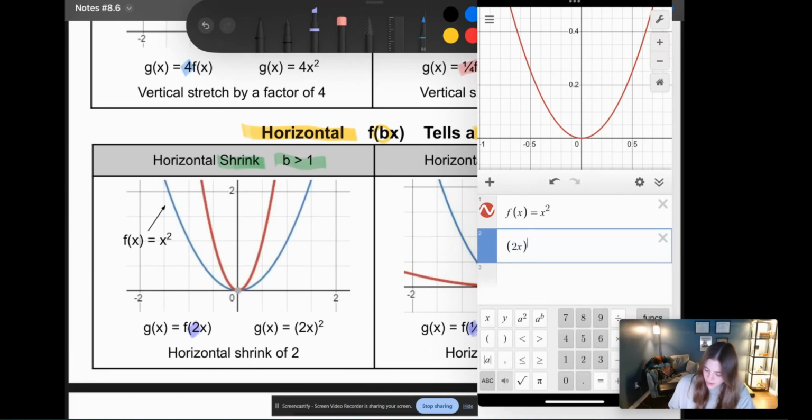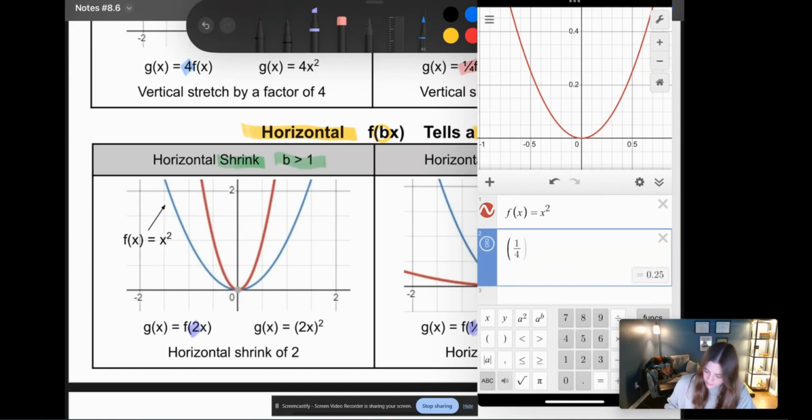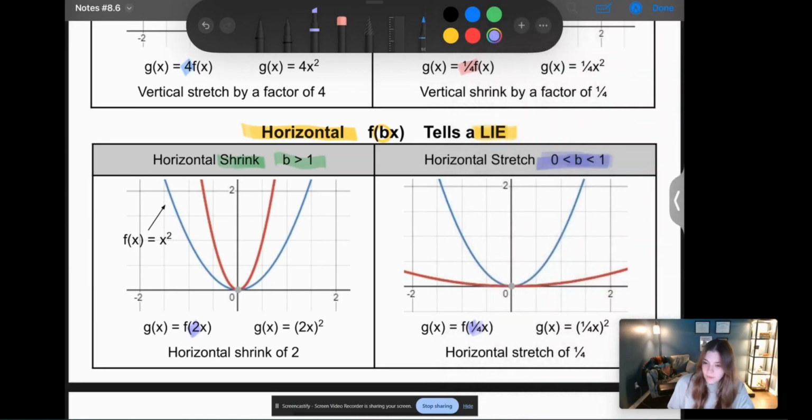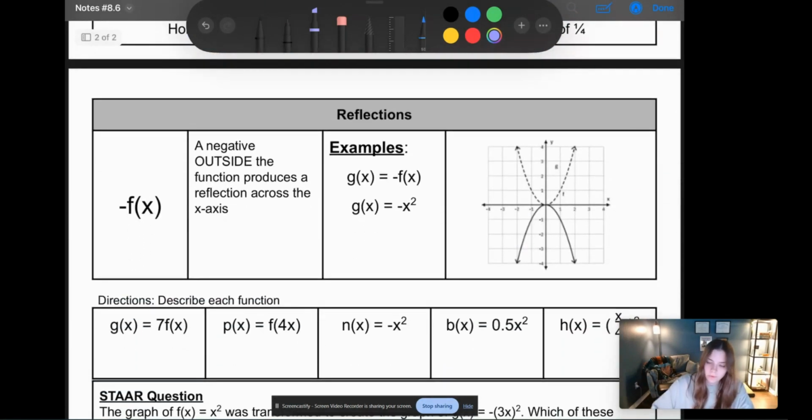Let's take a look at what a horizontal stretch would look like. So we're going to do inside the parentheses 1/4, and then make sure you go over to the side, x close parentheses squared, and there you go. There's a horizontal stretch. See how we got fatter that way. All right, take a look at one more. This is a new rule. On that next page, here's a new rule.